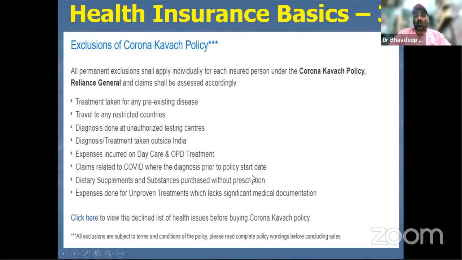So claims related to COVID where diagnosis is from before the policy start date, and dietary supplements purchased without prescription, expenses for unproven treatments, जो भी WhatsApp यूनिवर्सिटी या Facebook colleges पे मिलते हैं. So we all need to be aware of those things which are not covered under these exclusions. So this is a list. I hope this should settle it.